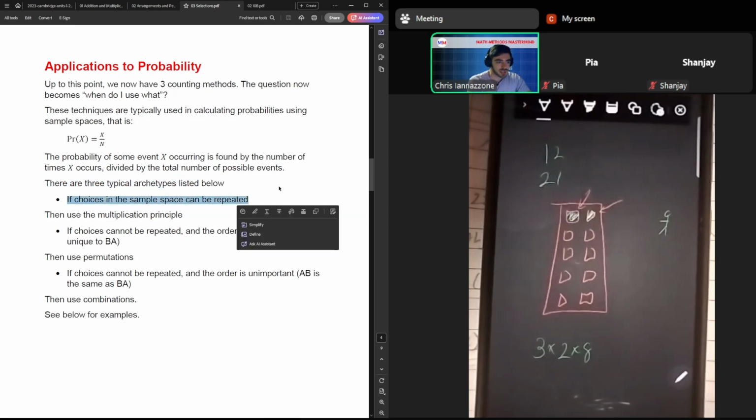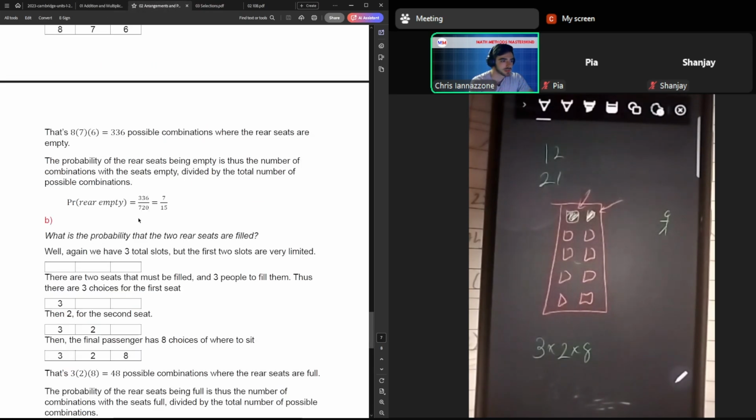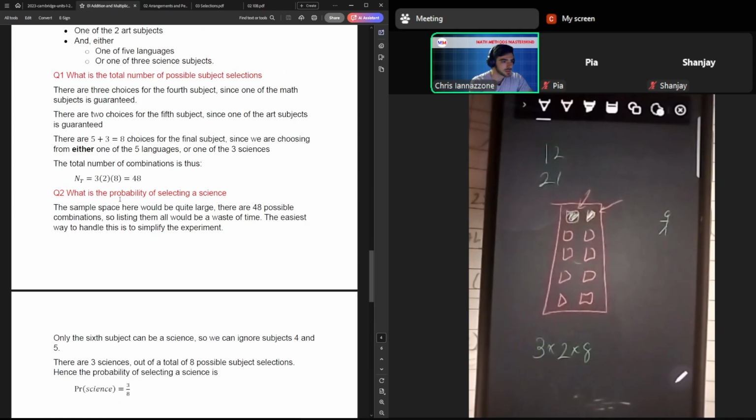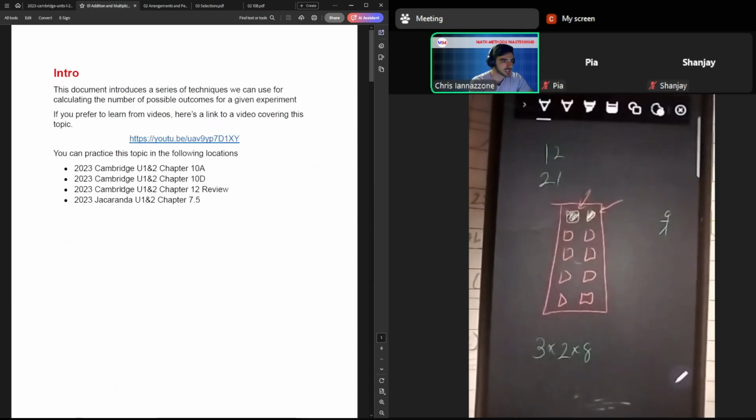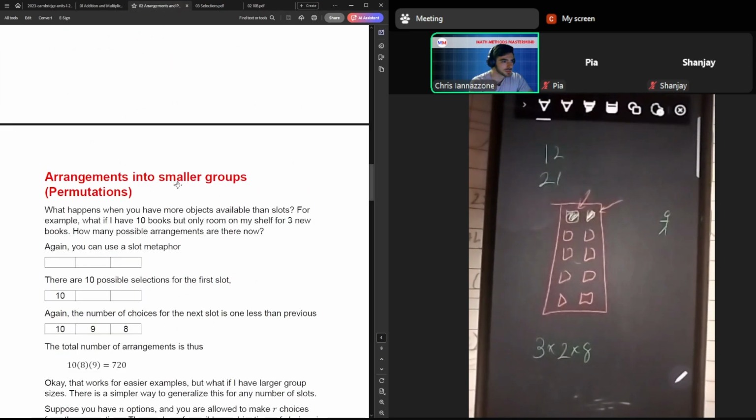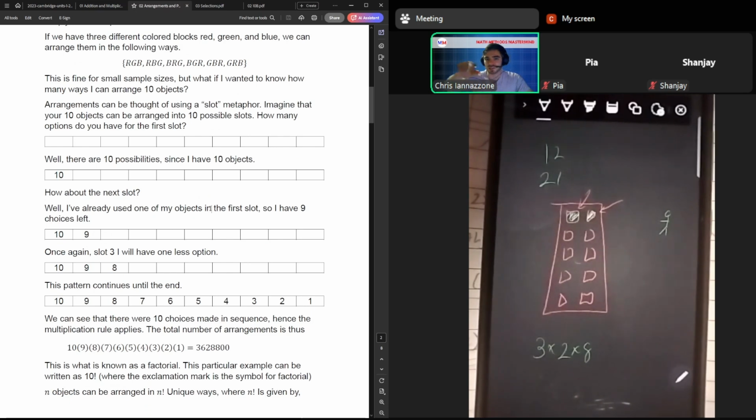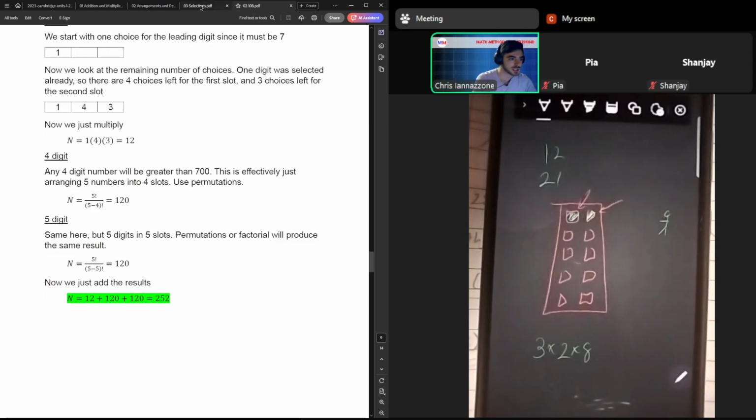One possibility is that the choices in your sample space can be repeated. So that's what you were mentioning earlier, which was, do I get replacement? Under those circumstances, just go straight from multiplication principle. That would be like if we went back here and it was this one. Instead of decrementing the number of choices, that would be 10 by 10 by 10 by 10. If you can repeat choices, then just go straight from multiplication principle.